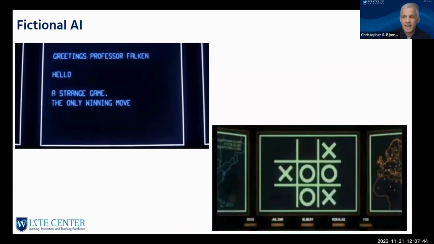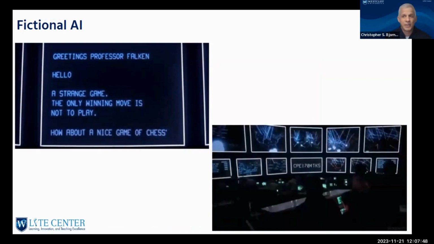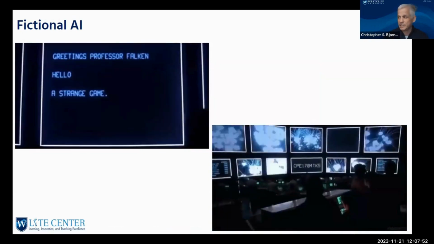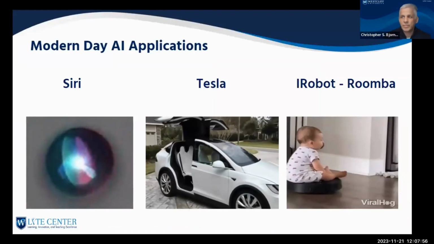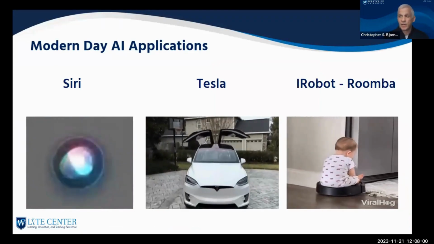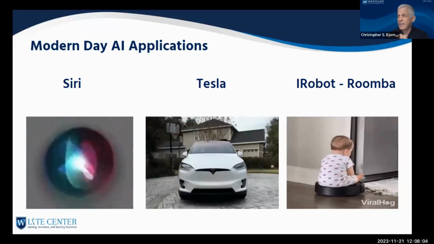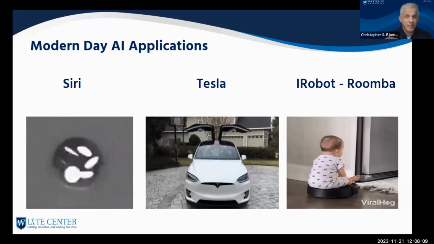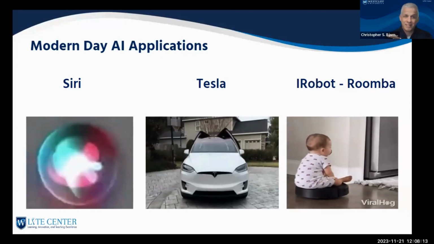And then in the 1980s, there was a really cool movie called WarGames that came out. Again, another kind of interpretation, conceptualization of artificial intelligence. And then modern day applications of AI are Siri, and then Tesla, and then the iRobot. If you haven't had a chance to check out that iRobot, it's pretty cool. I have one myself, and I love the thing. It's great.